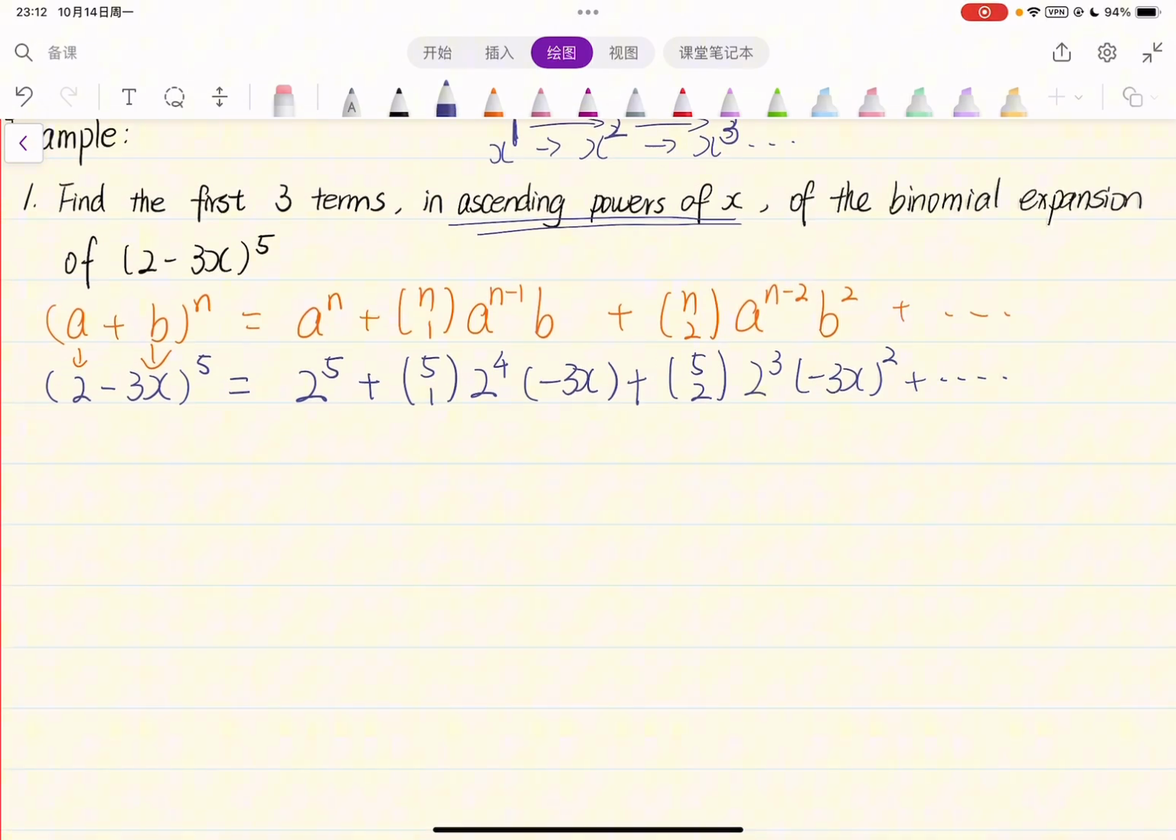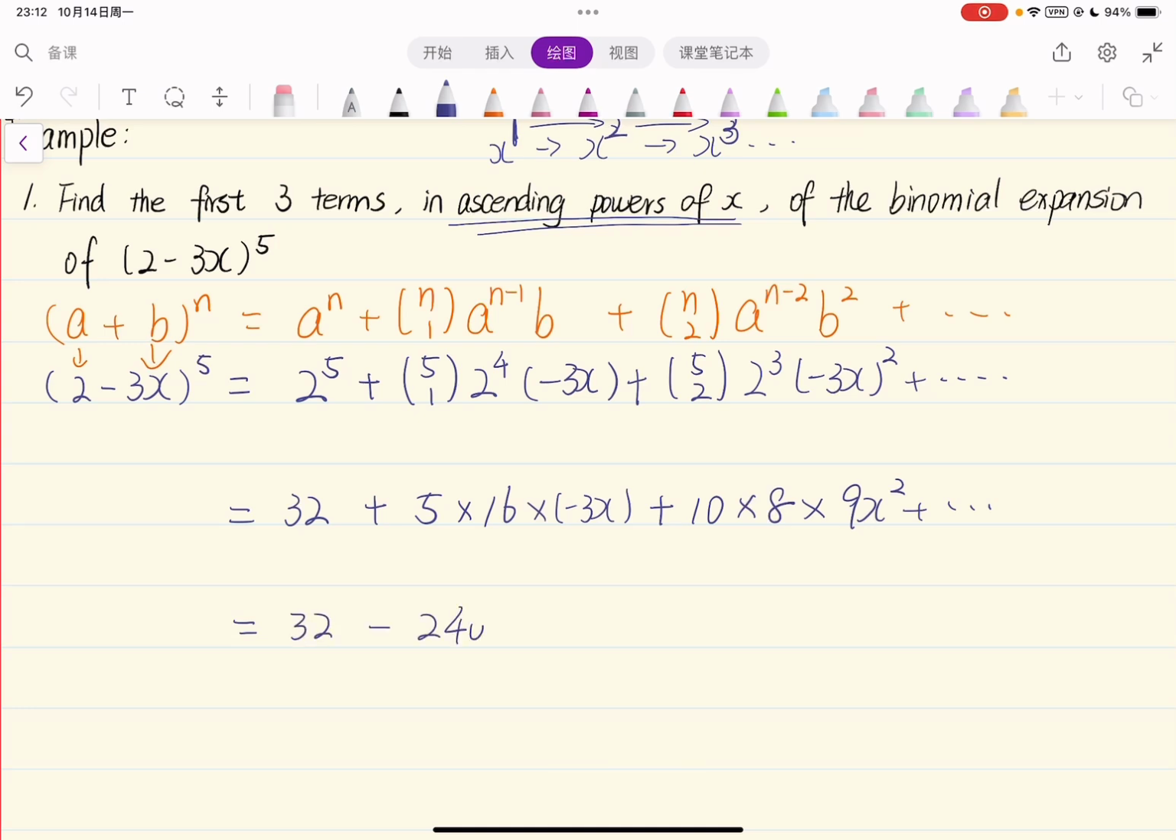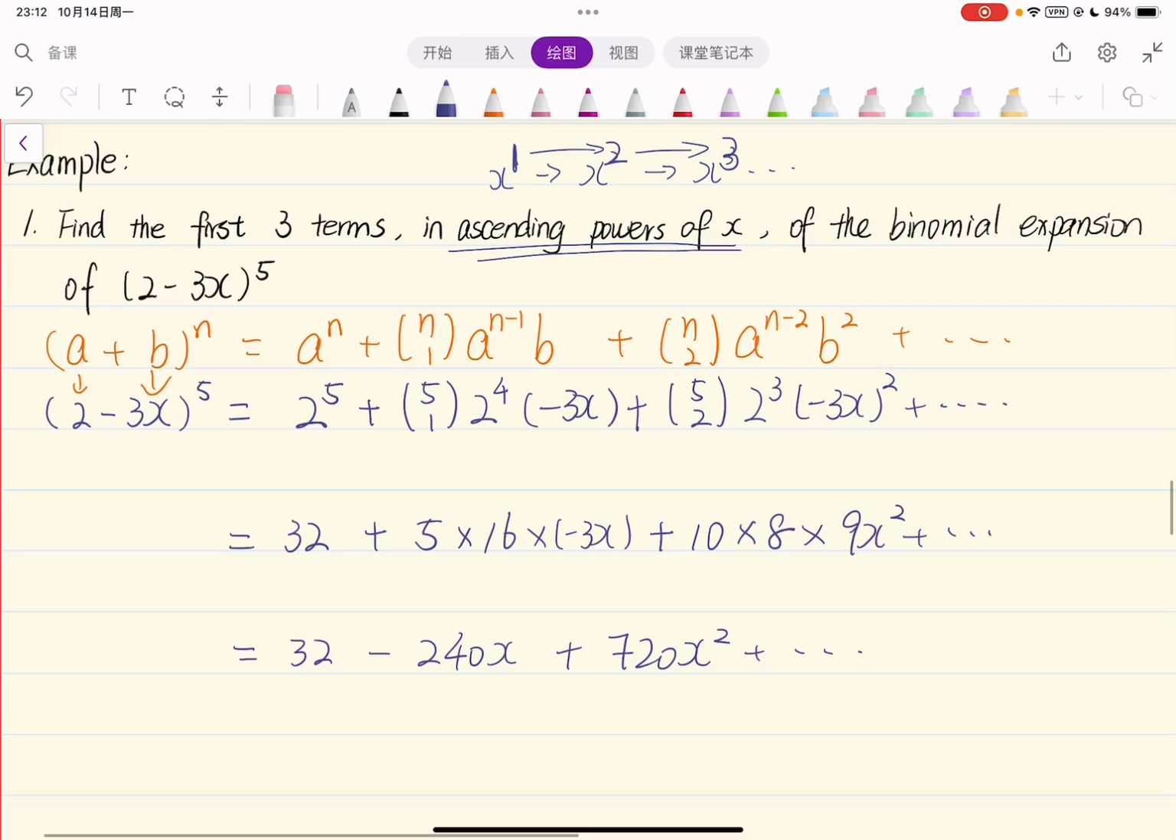Now we rearrange that. So 2 to the power of 5, that is 32, plus 5 choose 1. You can use a calculator to calculate it. It is 5. So 5 times 16 times −3x, plus 5 choose 2, that is 10 times 8 times 9x squared, plus so on, equals 32 − 240x + 720x squared. So we have done that question.